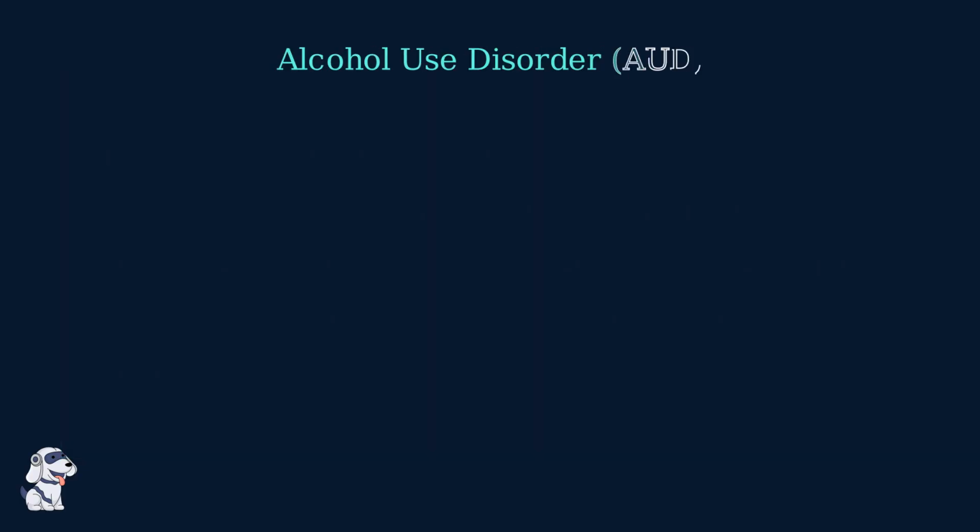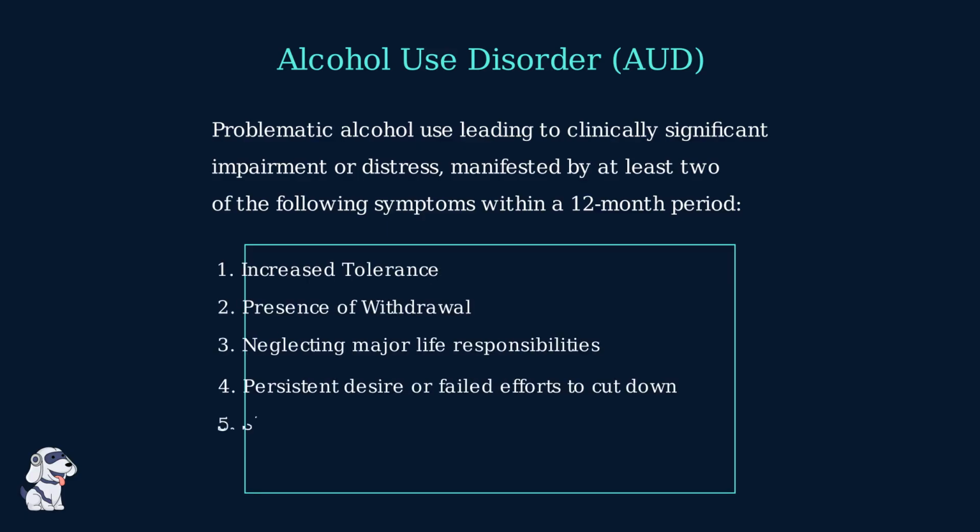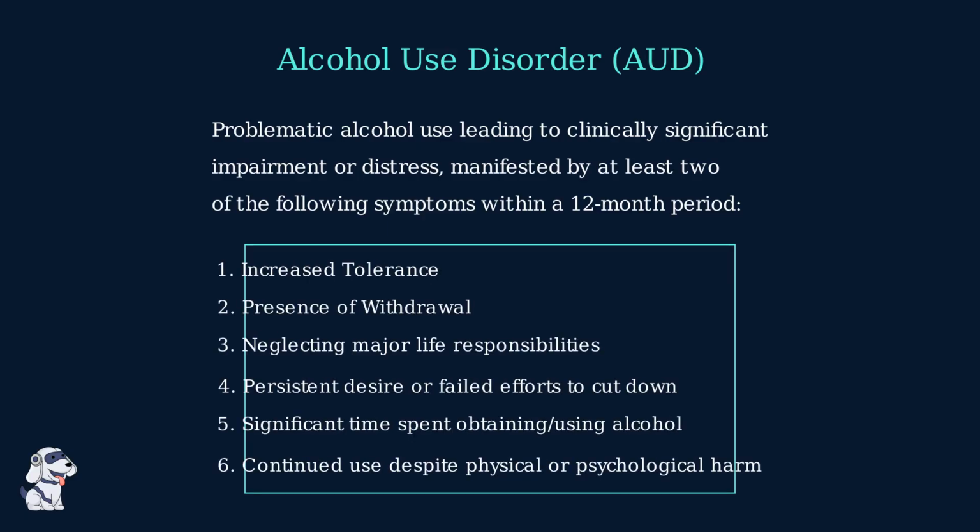Alcohol use disorder is defined as problematic alcohol use leading to clinically significant impairment or distress. It is characterized by an inability to stop drinking despite clear negative consequences. To meet the diagnostic criteria, individuals must demonstrate at least 2 of the following symptoms within a 12-month period. Key indicators include increased tolerance to alcohol, the presence of withdrawal symptoms when not drinking, neglecting major life responsibilities, and failed attempts to cut down or control alcohol use. Most importantly, this disorder involves persistent continued use despite recurrent physical or psychological harm caused by the alcohol consumption.